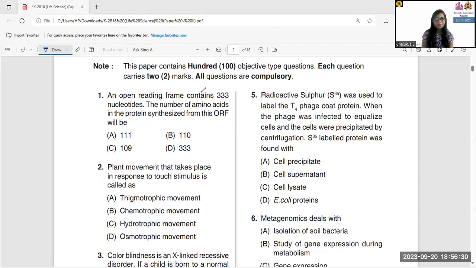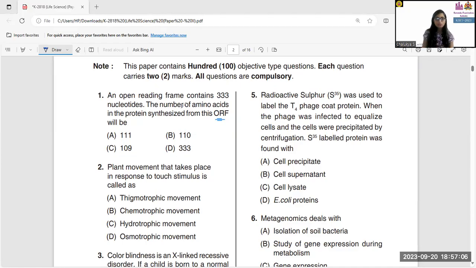An open reading frame contains 333 nucleotides. The number of amino acids in the protein synthesized from this ORF will be. So here, ORF is nothing but what? That is open reading frame. Okay, so this question is related to molecular biology. That is the translation process. During the translation process, mRNA is going to synthesize protein, right? So during the protein synthesis, 3 nucleotides code for a single amino acid. So based on that, proteins will be synthesized.